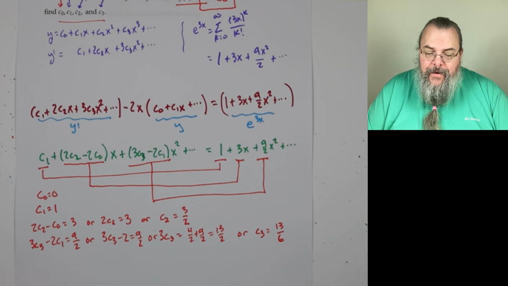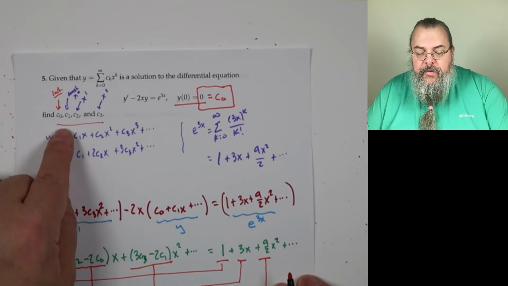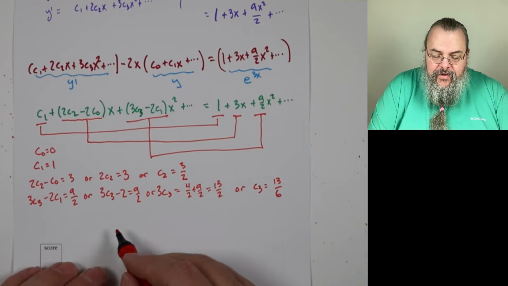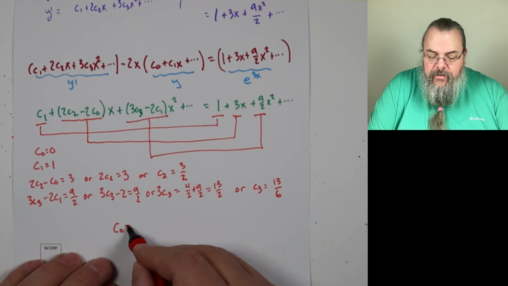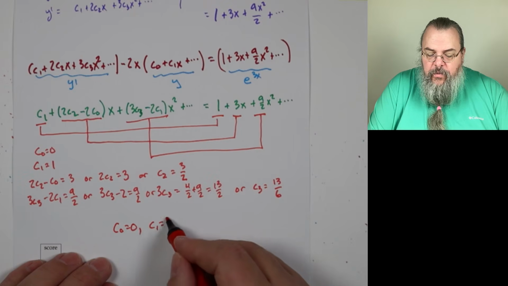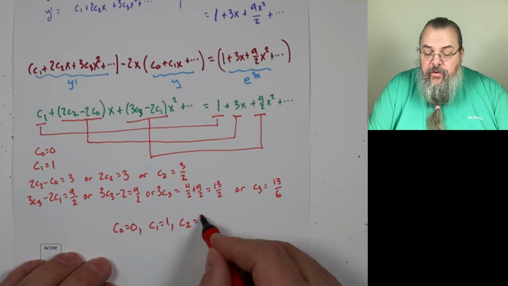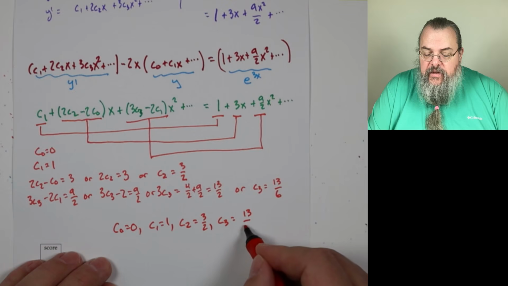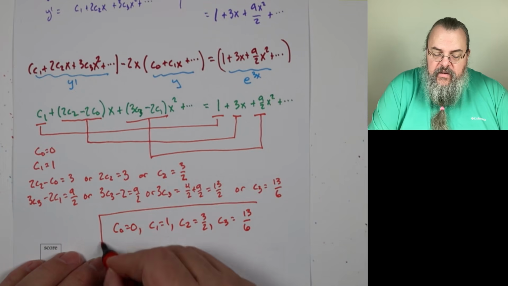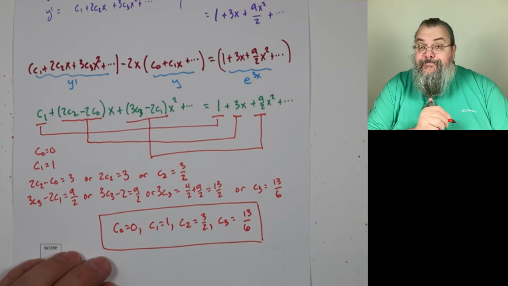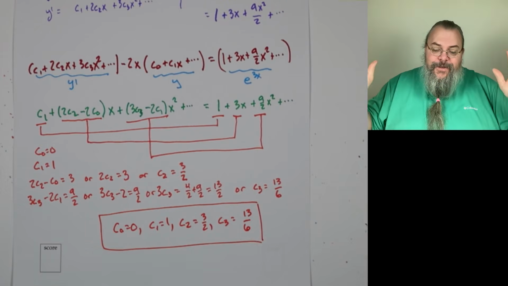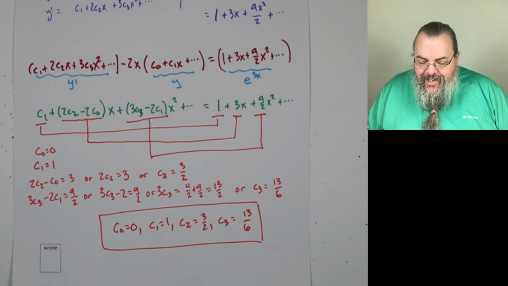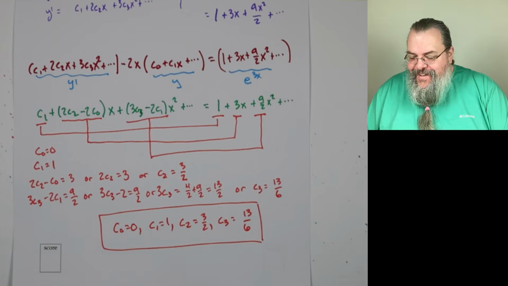So, our final answer, remember what we wanted to find, c0, c1, c2, c3. Our final answer is, put this together: c0 equals 0, c1 equals 1, c2 equals 3/2, and c3 equals 13/6. Huzzah! Woohoo! Nice! We did it. Progress. All right, good.